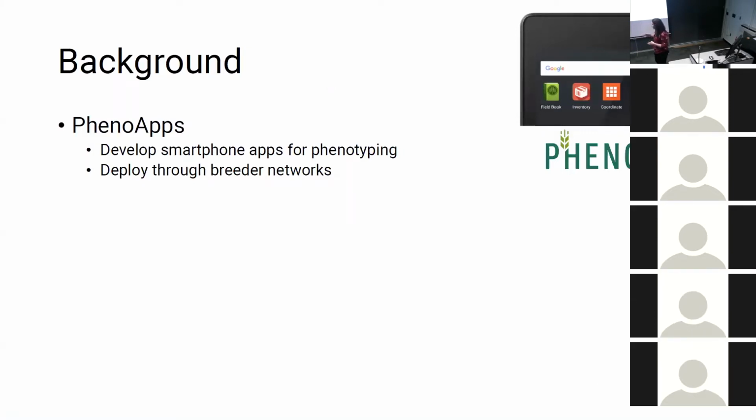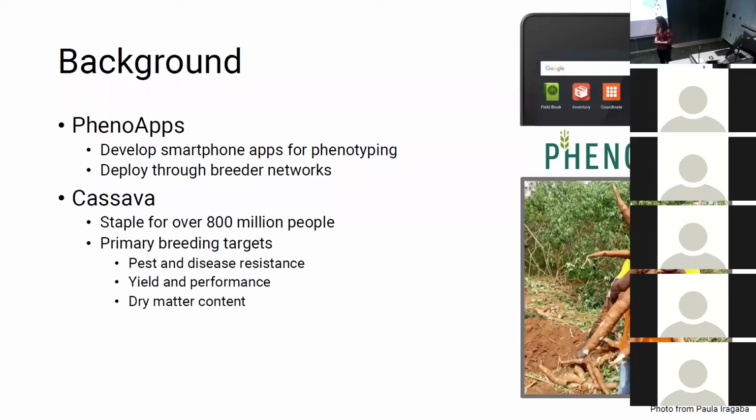So the PhenoApps Project is a group of computer programmers and plant scientists who are working together directly with breeders to develop apps, smartphone apps for the phenotyping of plants. These apps will then be deployed through breeder networks, especially in developing countries. And one of the crops that the PhenoApps Project is especially interested in is cassava. So we talk a lot about cassava in this department, but I thought I'd go over it again.